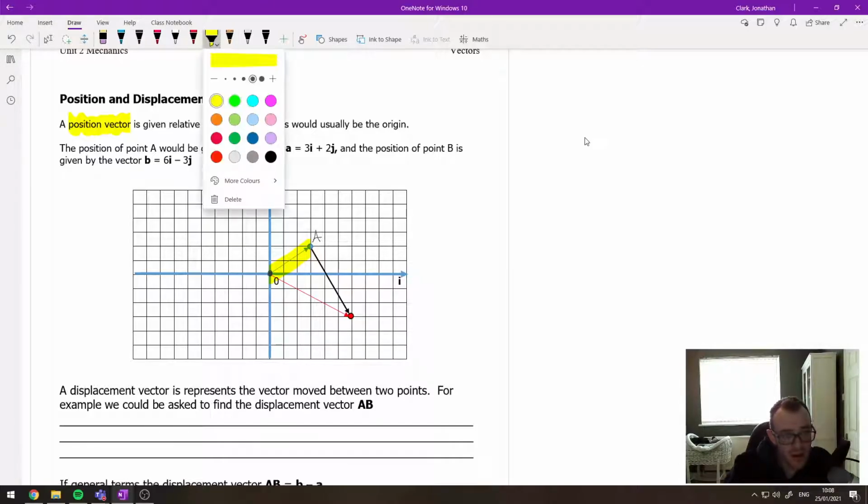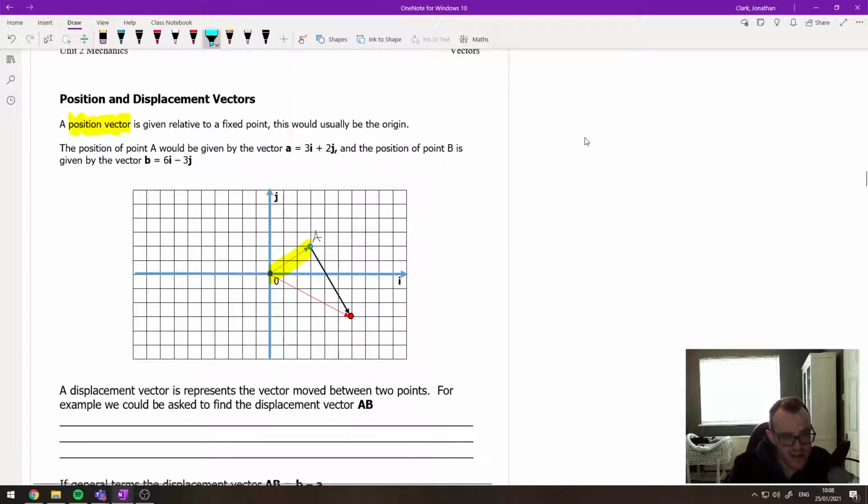Similarly, the vector B, let's have a different color for that. Down here, it's 6i take away 3j. So when you go from the origin, if you went 6 units across and 3 units down, you'd end up at the point B. Right, so position vectors are kind of like coordinates. They just tell you where a point is. Now, a displacement vector just tells you how you get from one point to another.